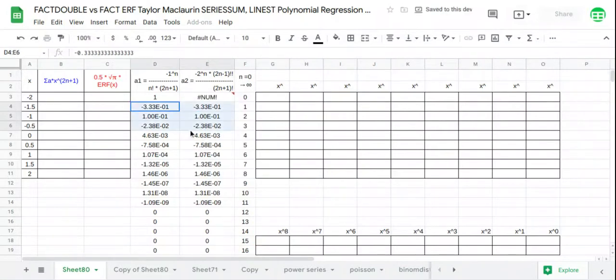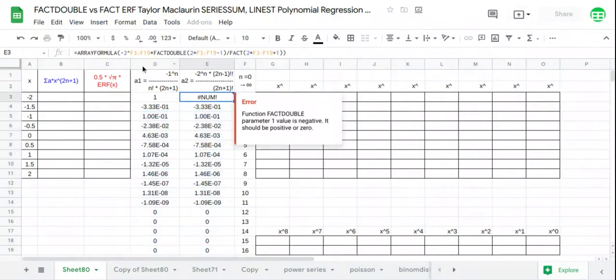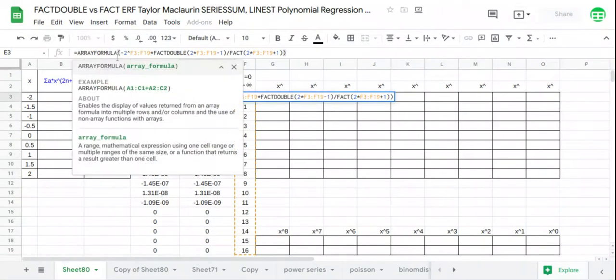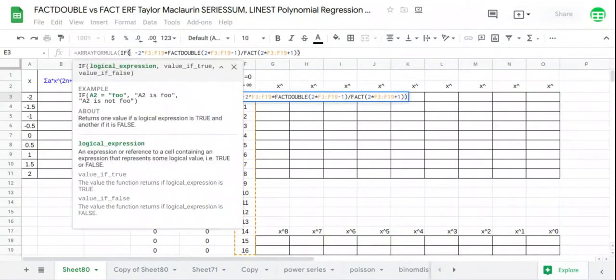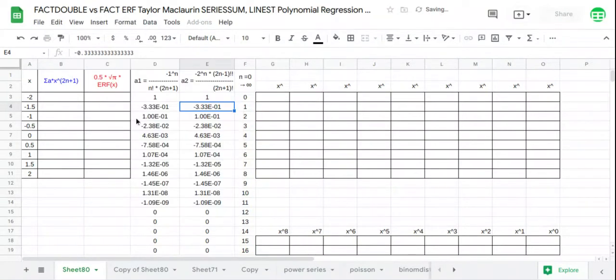Their values here are exactly the same, except for the first item. We'll correct that, so using the if statement: if n equals 0, 1, otherwise calculate. Now they're exactly the same.